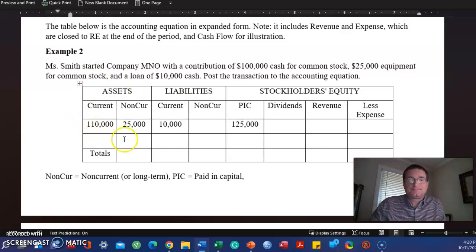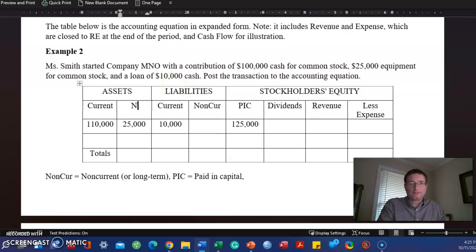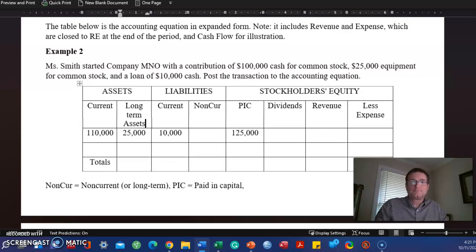We have $100,000 in cash, which you're saying, no, that's $110,000. We borrowed $10,000, so 100 plus 10 is 110. The $25,000 in equipment goes under non-current assets. And then we owe $10,000. We'll just call it a current type debt because it needs to be paid in the next 12 months.